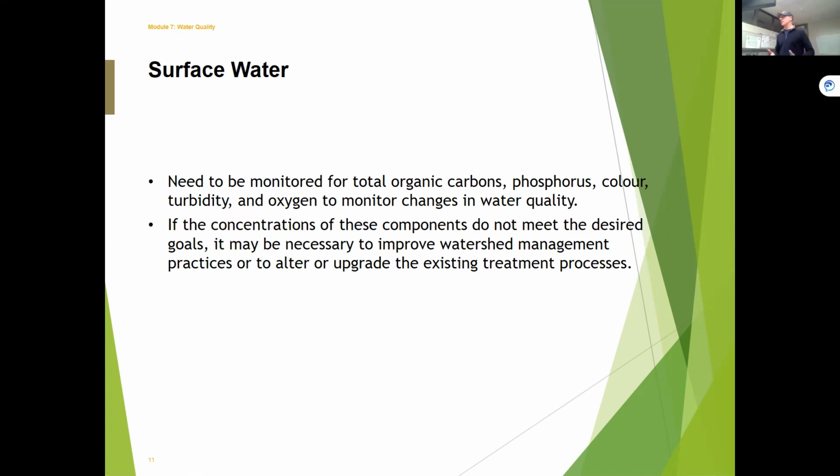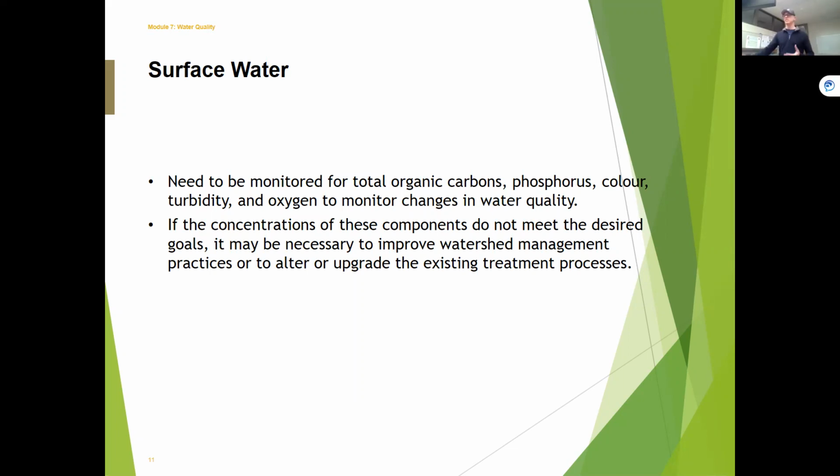Surface water, again, is going to be the one that's most involved with the environment. It needs to be monitored for all these items: total organic carbon, phosphorus, color, turbidity. These are all things that, because the water is open to the atmosphere or open to human interaction, there's a big chance that this water can get polluted as it goes through the environment.